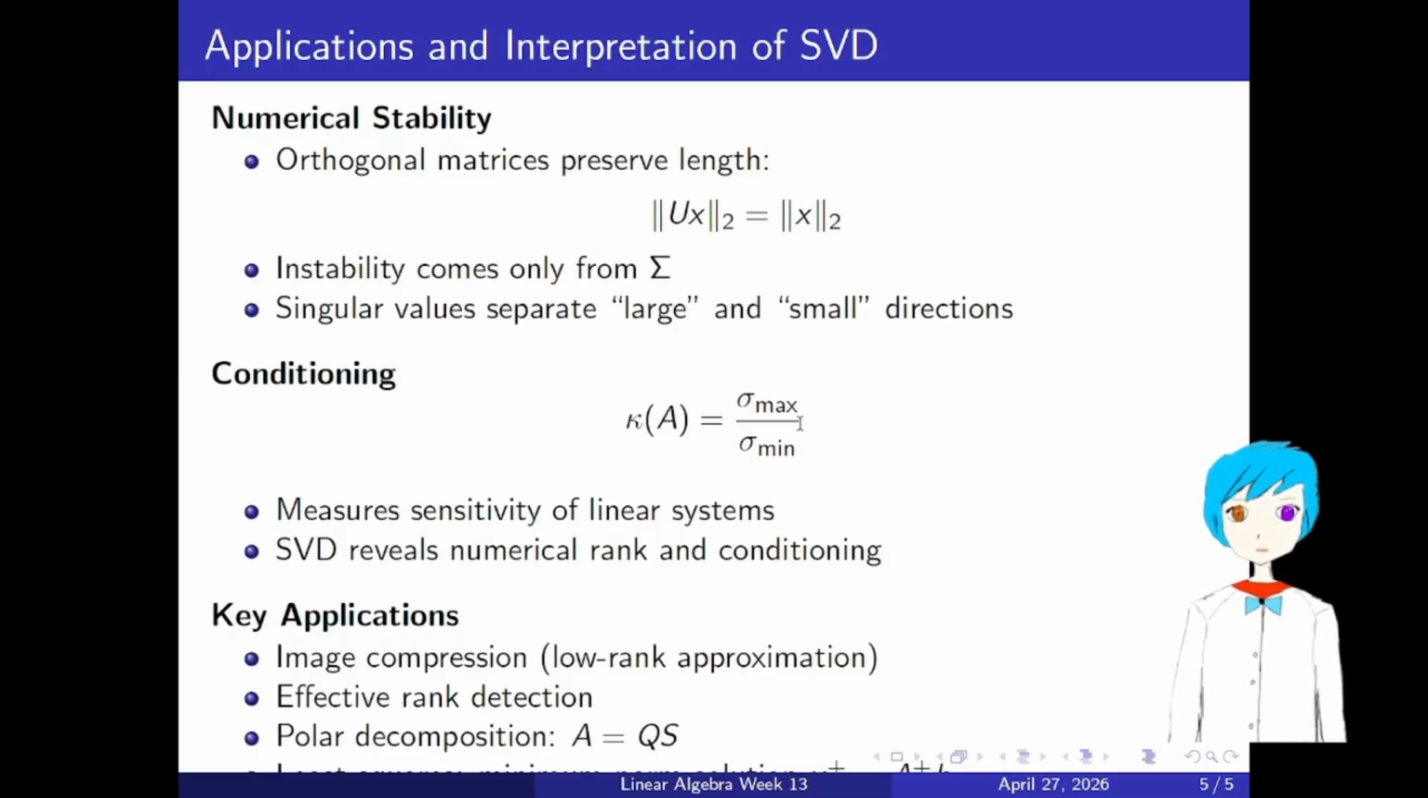Key applications include image compression to get a low-rank approximation of the image, effective rank detection for a matrix, and polar decomposition for a matrix.